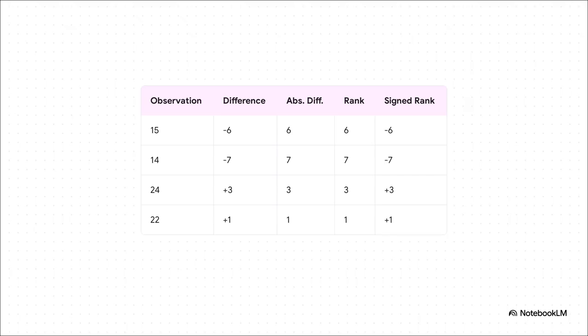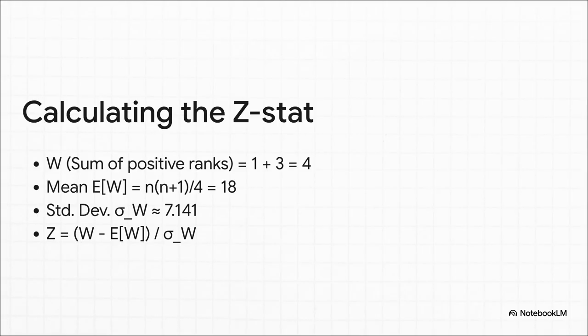A difference of 1 is rank 1, and so on. Then we just stick the original positive or negative sign back on. Now for the final calculation. We take all those positive ranks, in this case just a 1 and a 3, and add them up. That gives us our W value, which is 4.